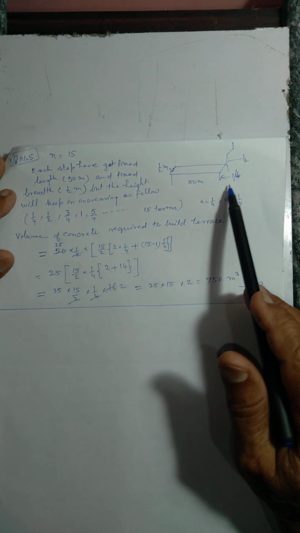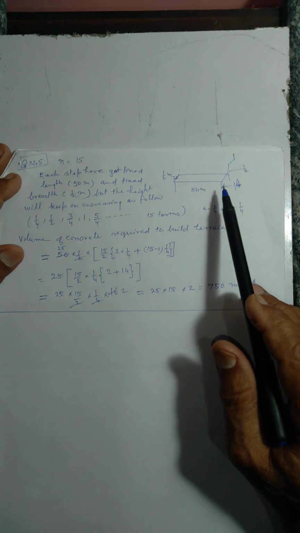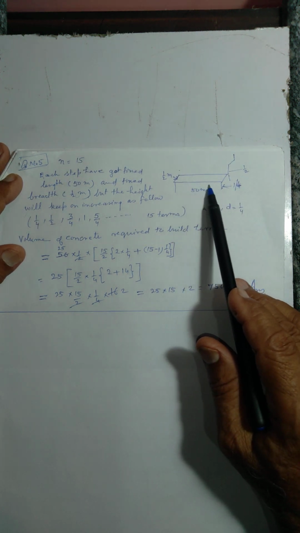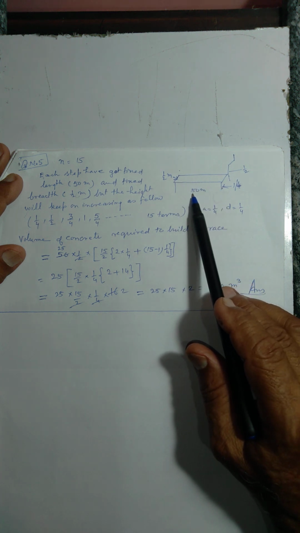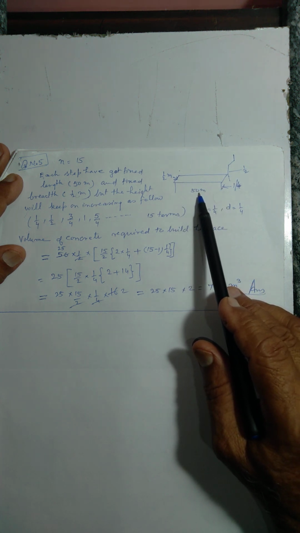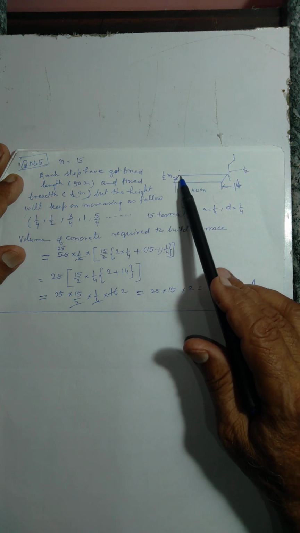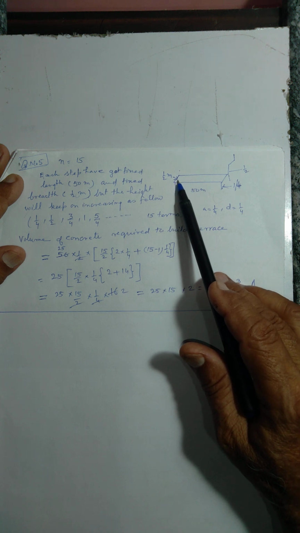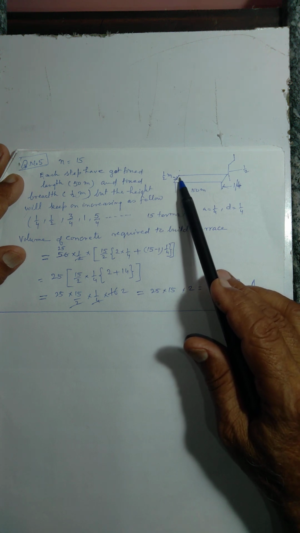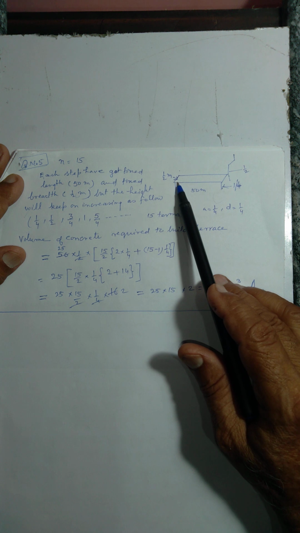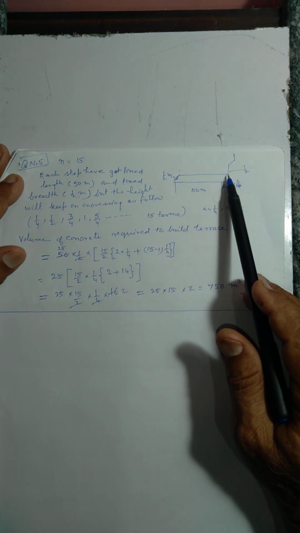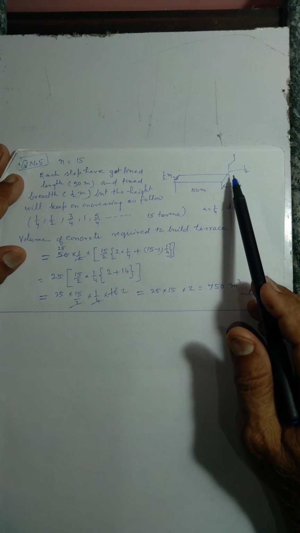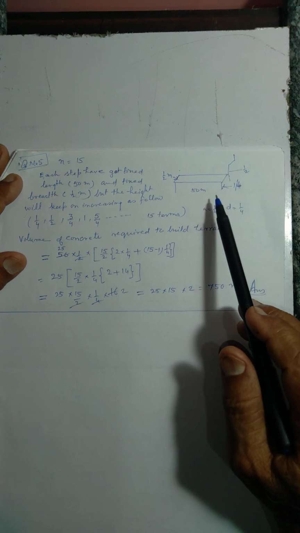Here you see, I have mentioned that the vertical height of one step is 1 by 4 meter. The horizontal length is equal to 50 meters. And the breadth on which the spectators sit is 1 by 2 meter. So again the succeeding one will be 1 by 4 plus 1 by 4, that will become 1 by 2, and so on.